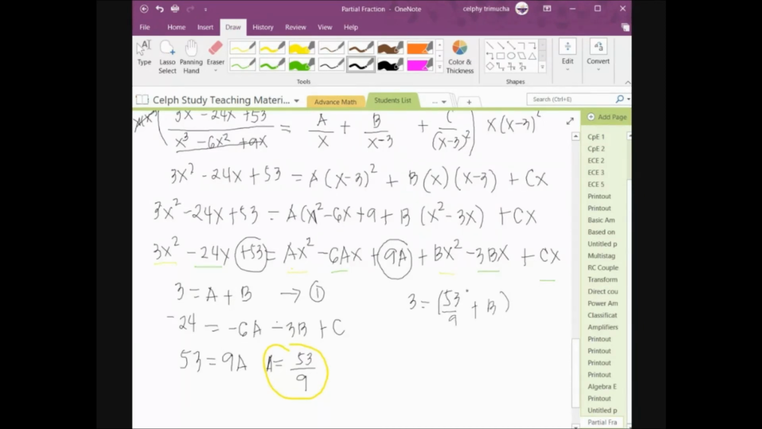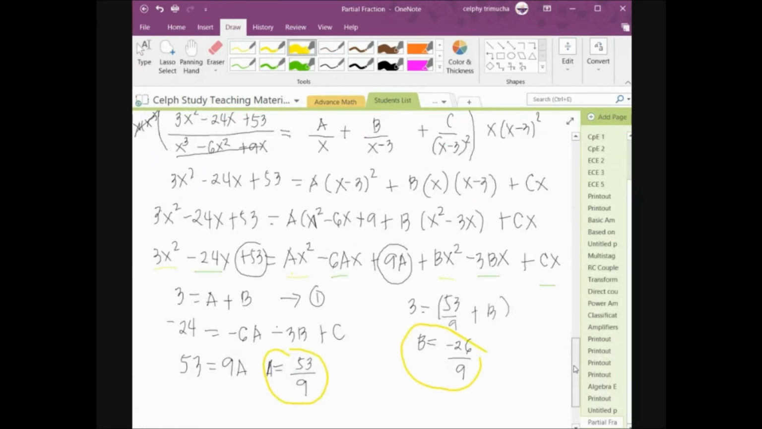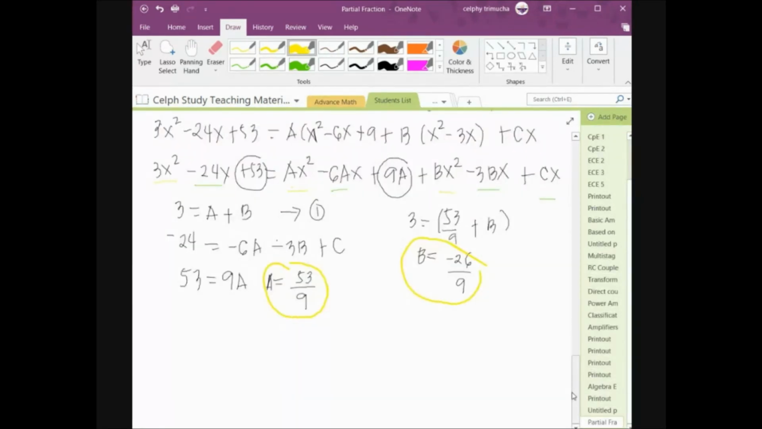Negative 26 over 9. Negative 26 all over 9. So the answer for letter B is negative 26 all over 9. And then substitute it into the next equation to get the value of C.